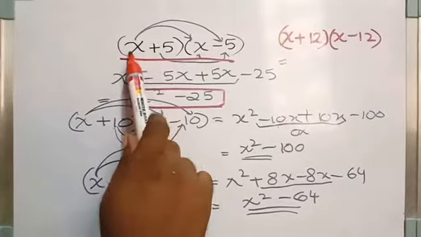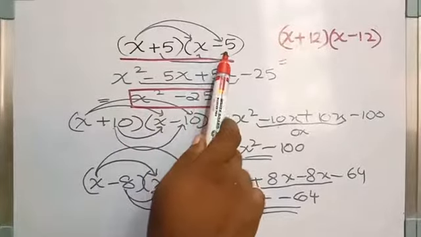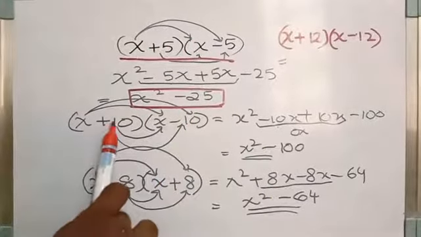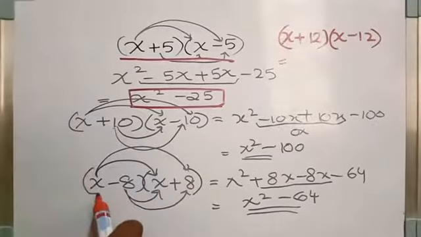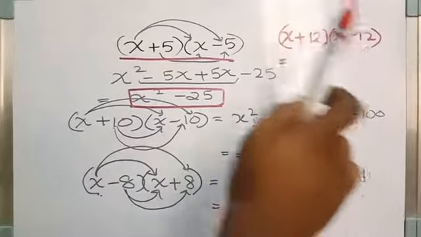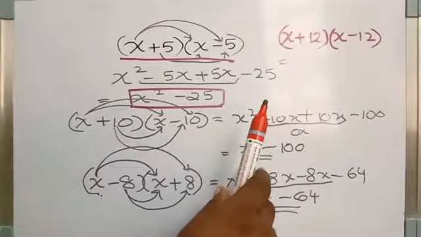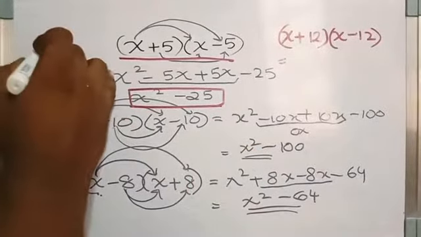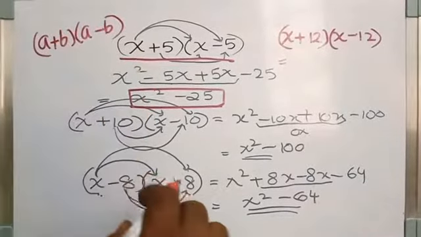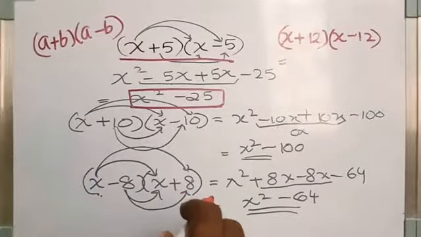Same terms. The first binomial has x and 5, the second binomial also has x and 5. The only change is plus changes to minus. Here x plus 10, x minus 10. X plus 8, x minus 8. X plus 12, x minus 12. So if you get a question in this format, like (a plus b) into (a minus b), we have to use an identity.